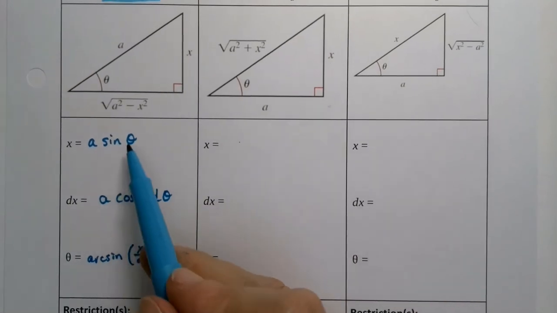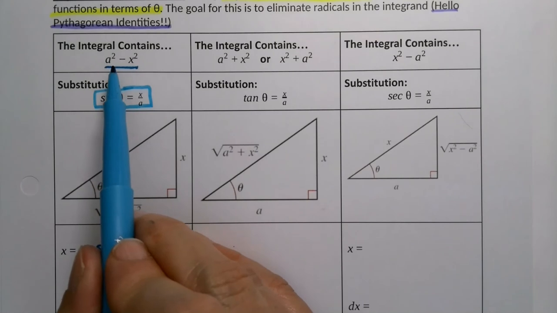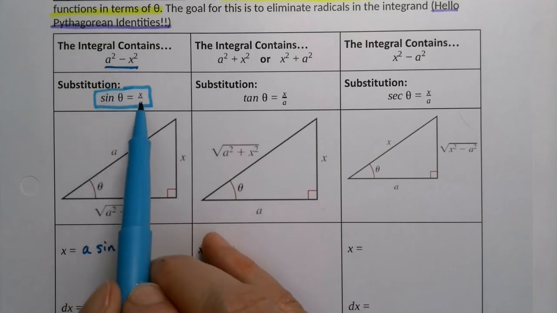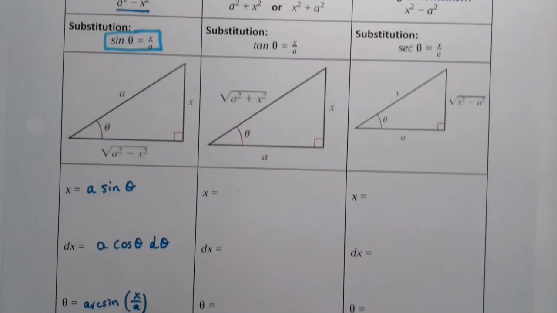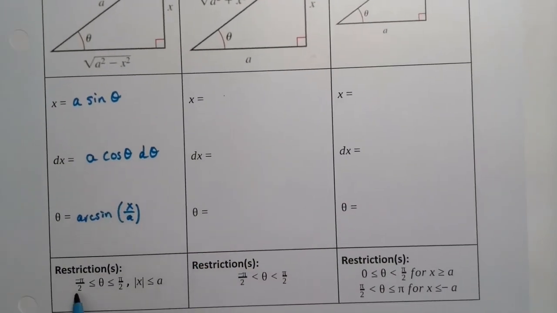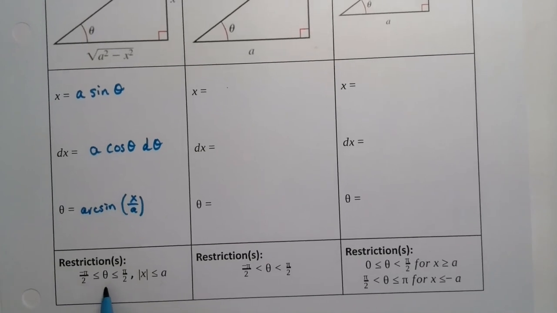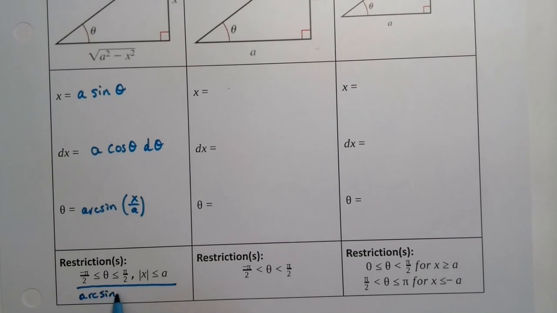Now, you don't have to memorize all three of these pieces. All you need to know is that a squared minus x squared leads to this substitution. If you have this substitution, you can build the triangle and find all these values for it. And the only restriction that you have is that theta would have to be between negative pi over 2 and pi over 2, and that's because that's a restriction on arcsine. Arcsine has those same domain restrictions.